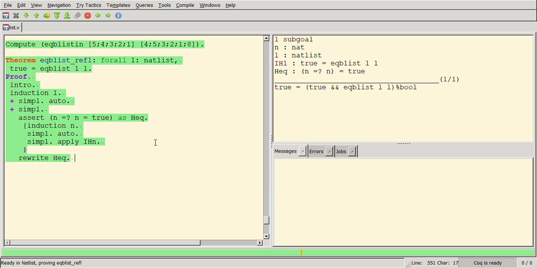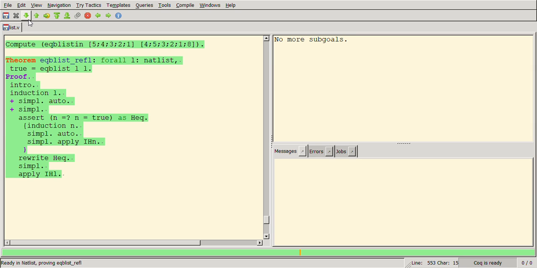And now if we simplify, this expression would be simplified: true and the equality b, this would be simplified. Okay, now we got this, and we have exactly the same situation in hypothesis IHl. So let me apply that hypothesis IHl, and we should be able to close this proof as well. Okay, so we store it in the repository using Qed.